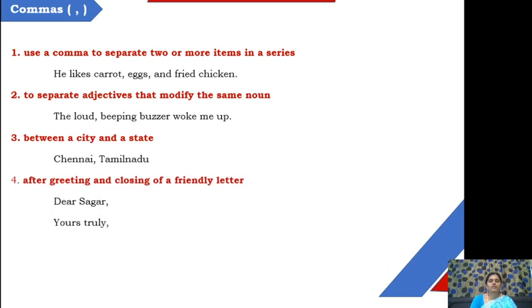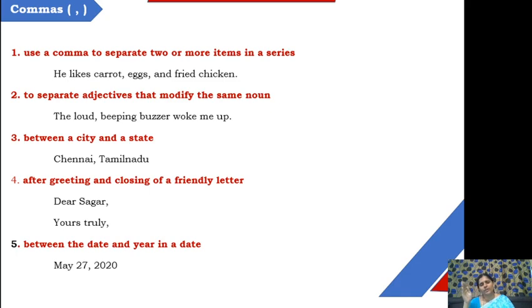After greeting and closing of a friendly letter. So when you are writing letters, after the greeting we put a comma, and after the complimentary close we put a comma. Like Dear Sagar, we put a comma. And Yours truly, we put a comma if it's a friendly letter. And between the date and year in a date, after the date we put a comma and we write the year. This is the right sequence of writing the date and year.